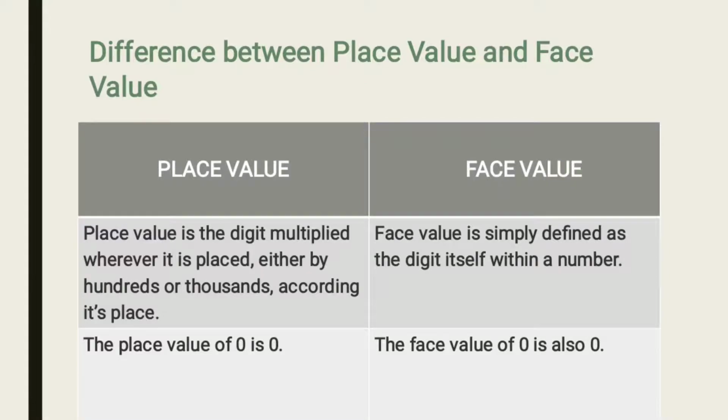As these both the terms are a little bit similar, but there are some differences. The first difference is the place value is the digit multiplied by hundreds or thousands according to its place. But the face value is simply defined as the digit itself within a number. For finding the place value of any digit, we have to multiply it by its base. But in face value, there is no need of any multiplication with its base. The face value is directly the digit itself.